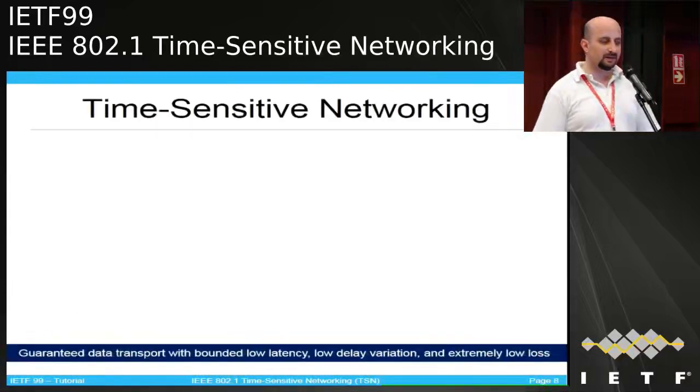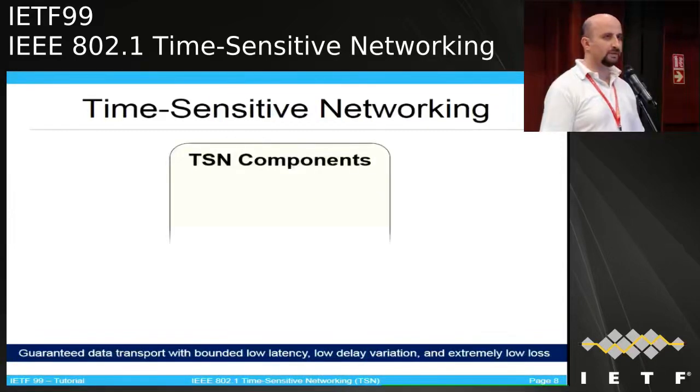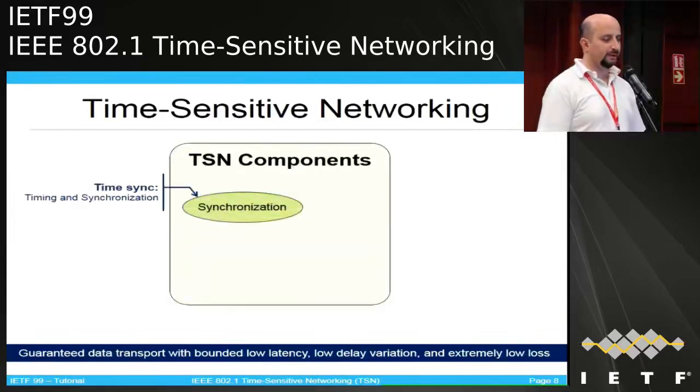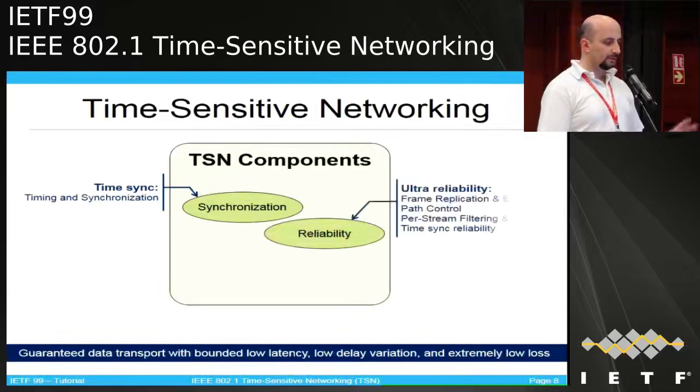Okay, so what is TSN? What we are after is to provide guaranteed data transport with bounded low latency, low delay variation, and extremely low loss. TSN in fact includes 4 add-ons to generic networking, or we can call them 4 pillars. Synchronization is one of them. It's very important and provides grounds for many other tools, queuing tools. Reliability is crucial for the mission-critical applications, and we have dedicated standards tools for reliability, like frame replication and elimination. We will see details on this shortly. This is the high-level overview.